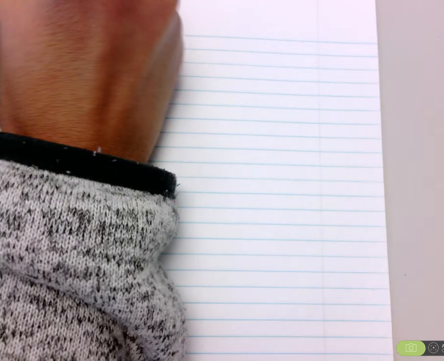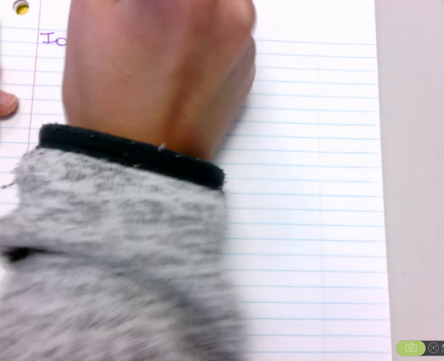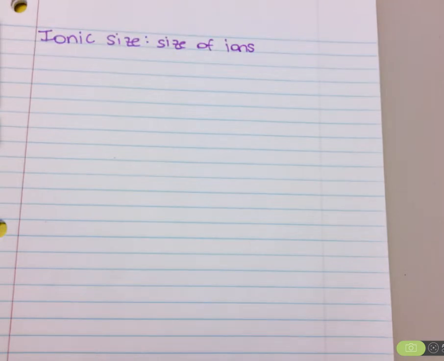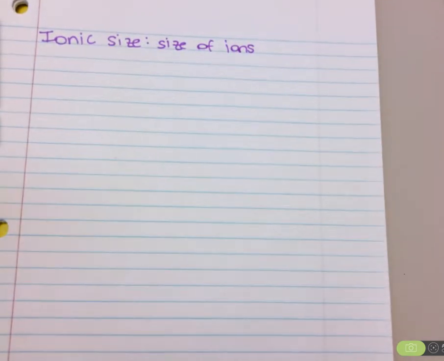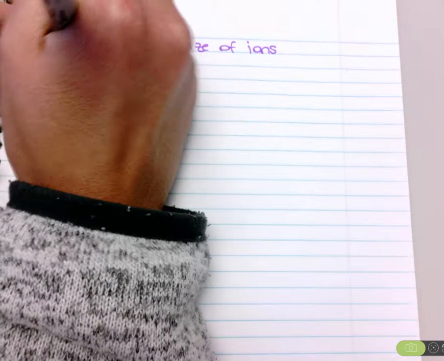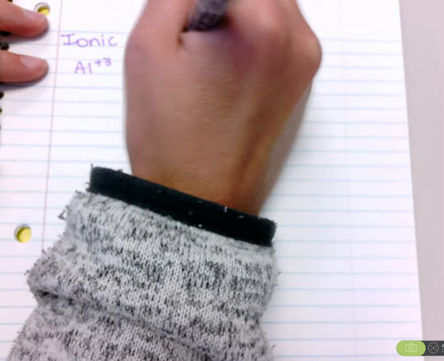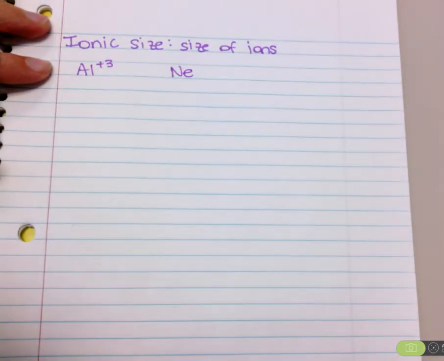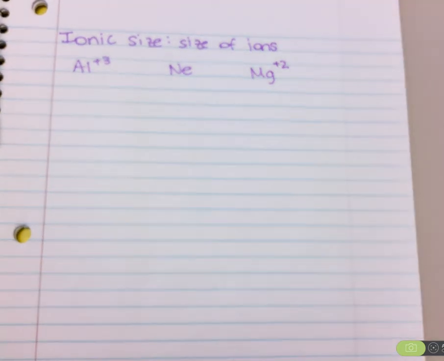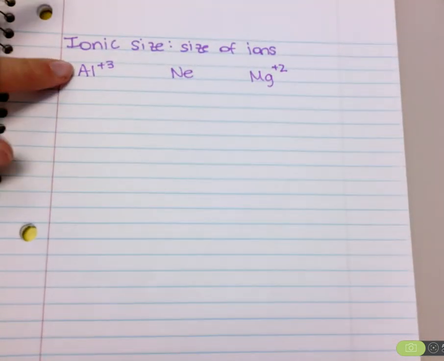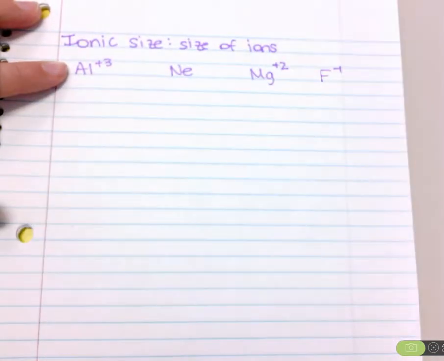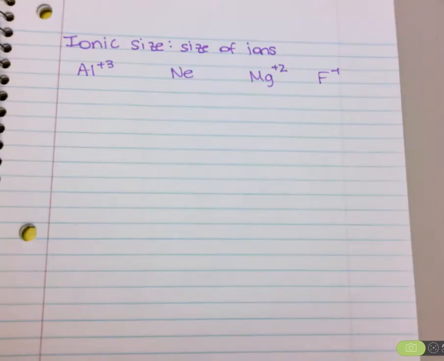So ionic size is the size of the ion. And they're slightly different than that of the atom. But if we think about that force of attraction, that Coulombic attraction, this will make complete sense. So if we look at aluminum with a +3 charge and neon, and let's do magnesium as well, all three of these are isoelectric. Aluminum has 13. Let's do a -1 too. Hold on. Let's do fluorine with a -1. All four of these have the same number of electrons.